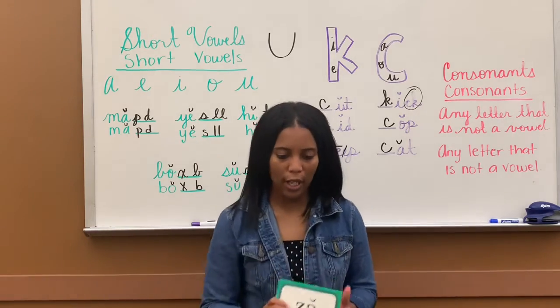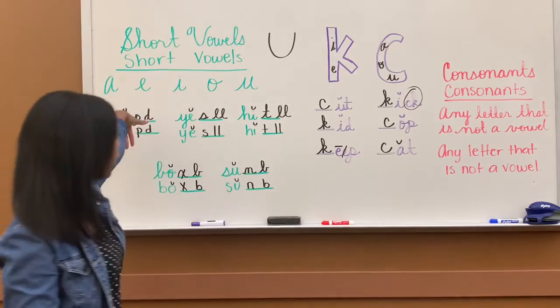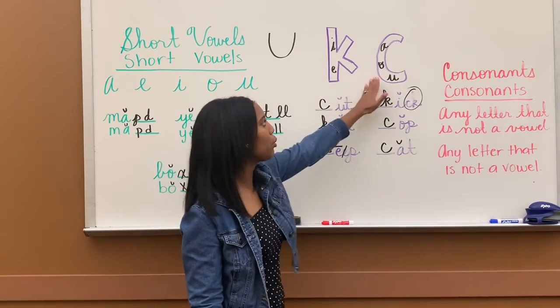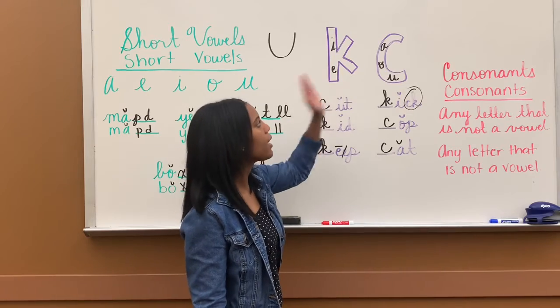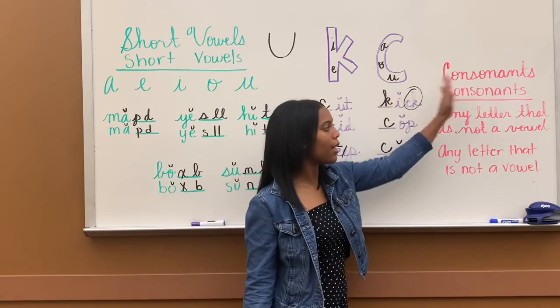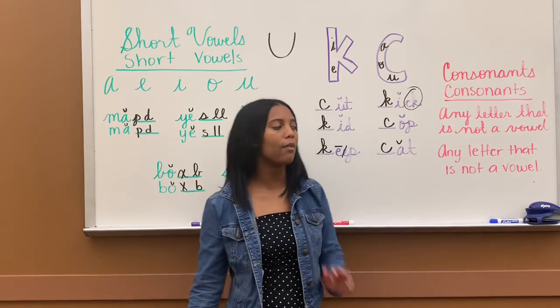Awesome. So today we reviewed our sharp vowels. We made words with blends. We learned the K and C rule. K goes with I and E. C goes with the other three, A, O, and U. We also reviewed what consonants are, any letter that is not a vowel.